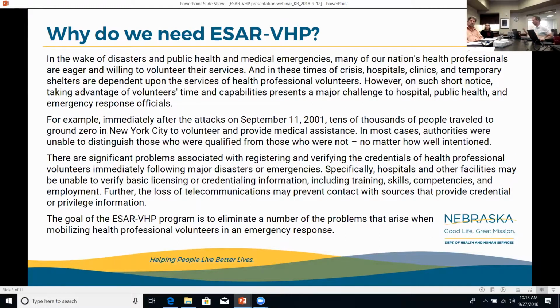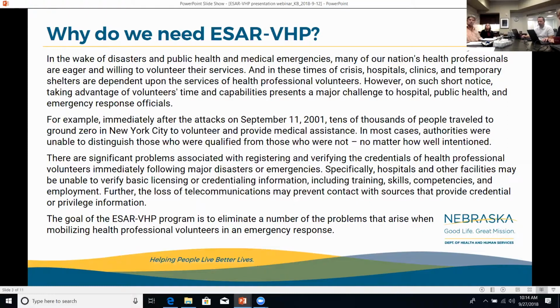So why do we need ESAR-VIP? In the wake of disasters in public health and medical emergencies, many of our nation's health professionals are eager and willing to volunteer their services. And in these times of crisis, hospitals, clinics, and temporary shelters are dependent upon the services of health professionals and volunteers. However, on such short notice, taking advantage of volunteers' time and capabilities presents a major challenge to hospital, public health, and emergency response officials.